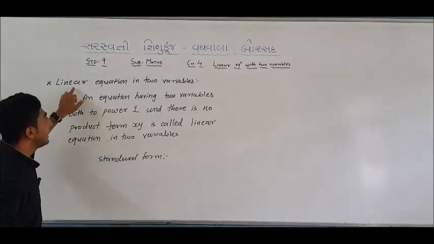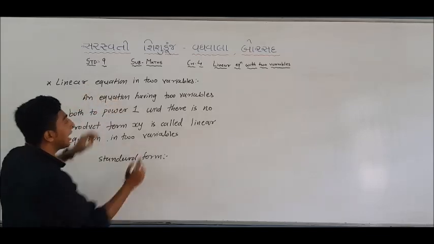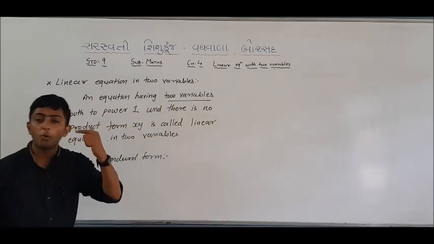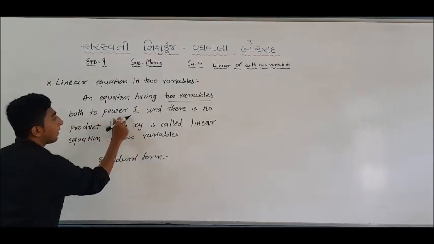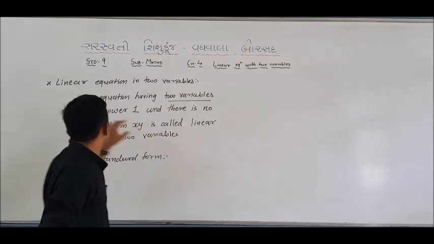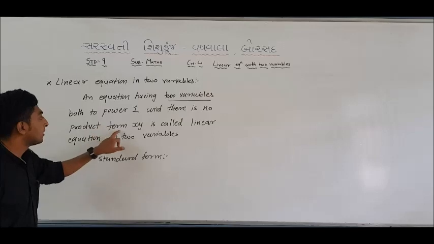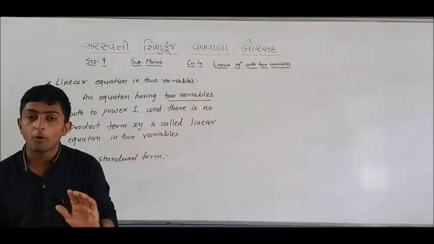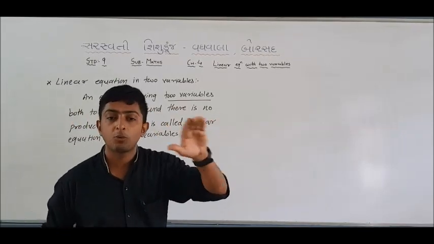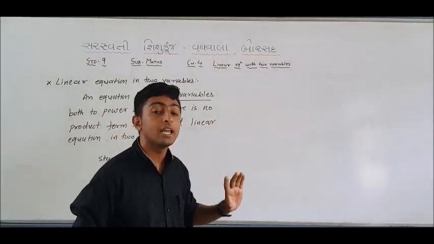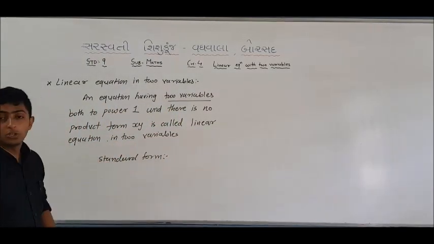Now let us see linear equation in two variables. A linear equation in two variables is an equation having two variables, which means two variables are present in the equation. Another condition is both have power 1, that means both variables have degree 1, and there is no product term xy. For example, x square plus xy plus y square is not a linear equation in two variables.